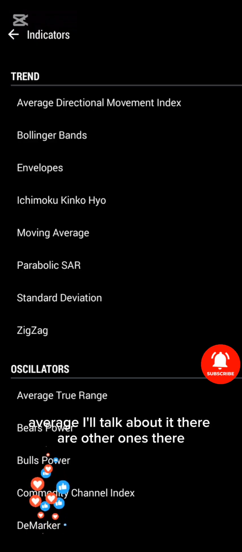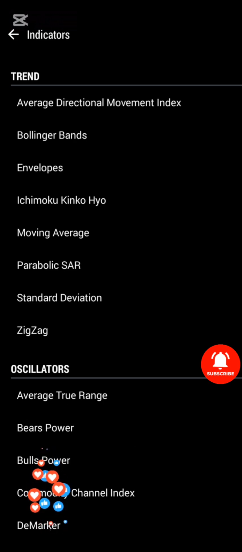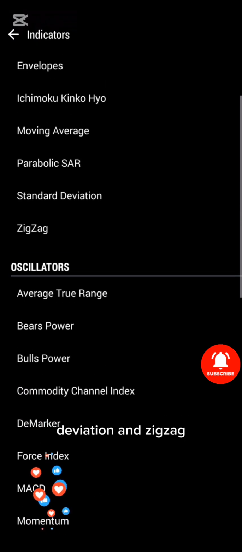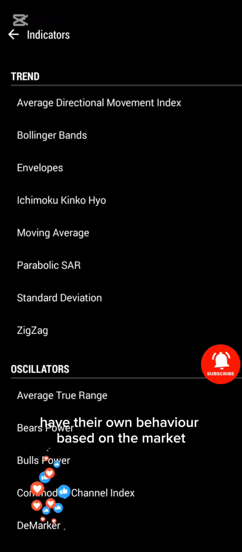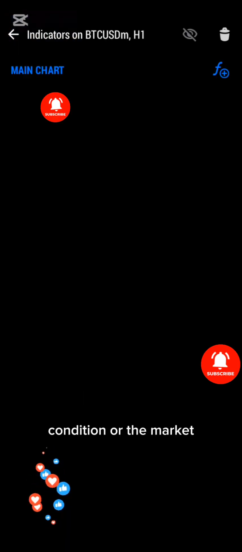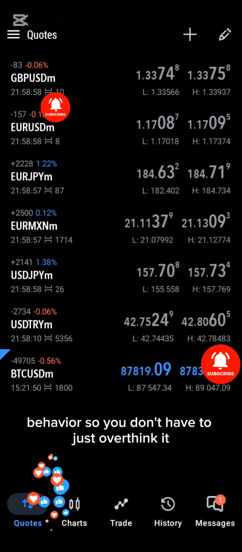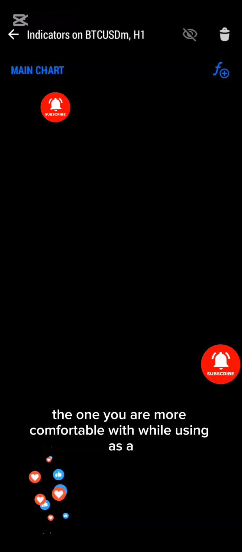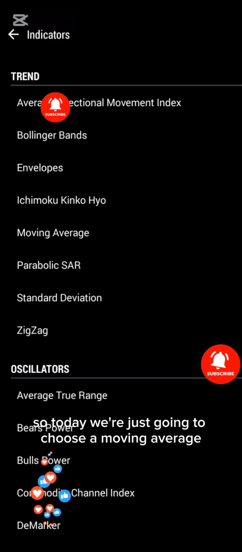There are other ones there, like the average directional movement index, the Bollinger Bands, the envelopes, the Ichimoku, the moving average, the parabolic SAR, and the standard deviation and zigzag. So these are all indicators, and each of them has its own behavior based on the market condition or the market behavior. So you don't have to just overthink it. The best thing you need to do is to choose from the indicators list the one you are more comfortable with while using as a beginner. So today we are just going to choose a moving average.